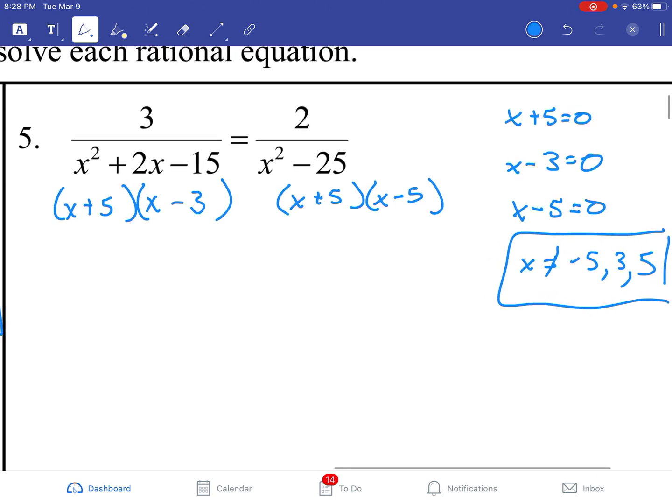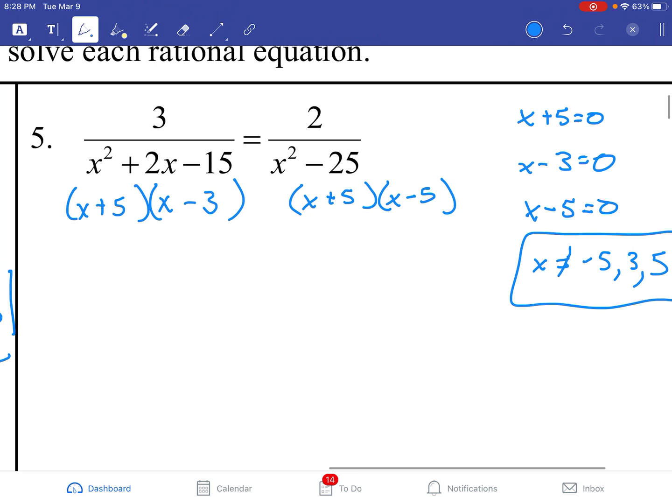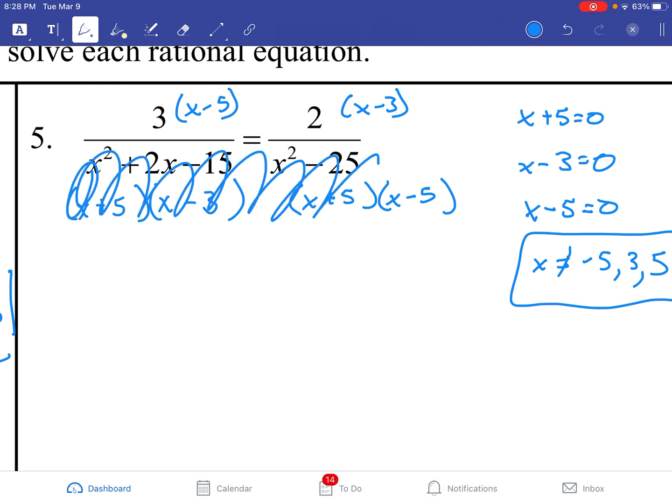All right. Now that we have our domain restrictions done, we can look at our equations. In the first fraction, we have a denominator of x plus 5 and x minus 3. It is missing an x minus 5. In the second fraction, we have x plus 5 and x minus 5. It is missing an x minus 3. Now that we've multiplied to the tops what was missing from the bottoms, we can get rid of the bottoms.